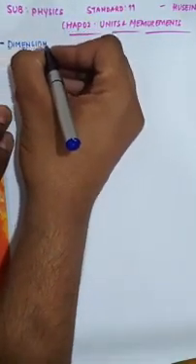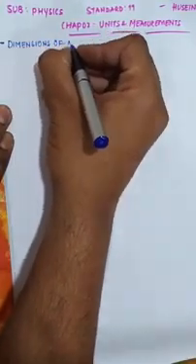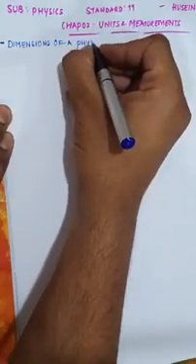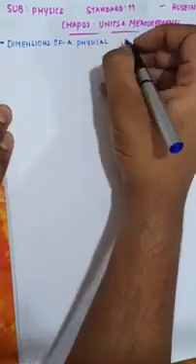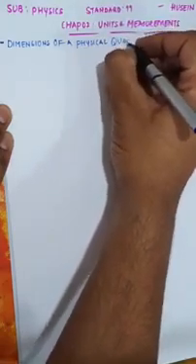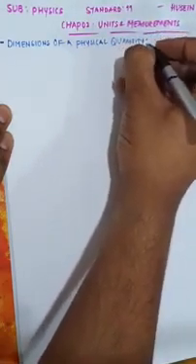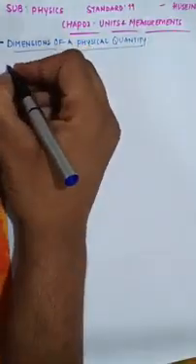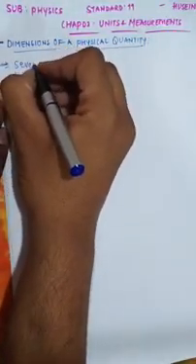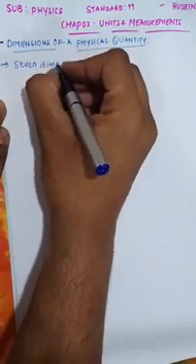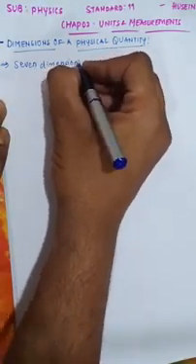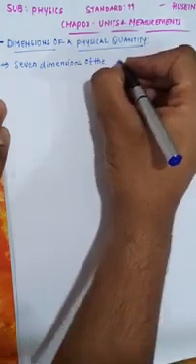Dimensions of a physical quantity. Before moving into this topic, let me clear what you mean by dimensions. There are 7 dimensions of the world.